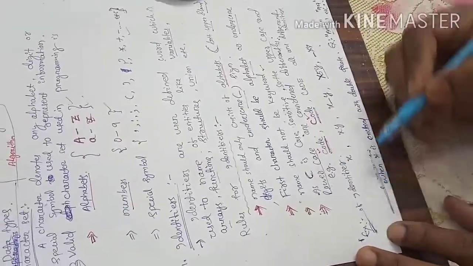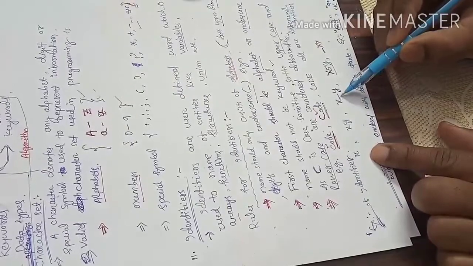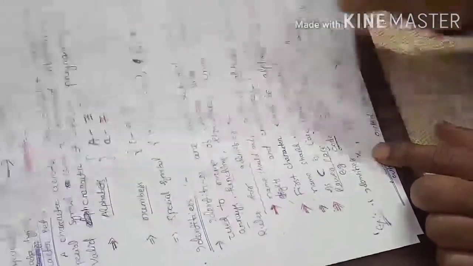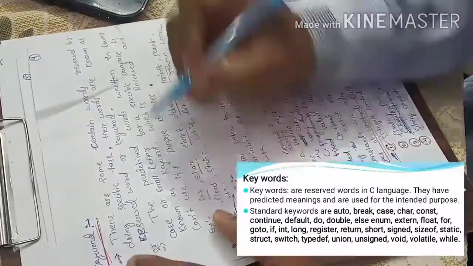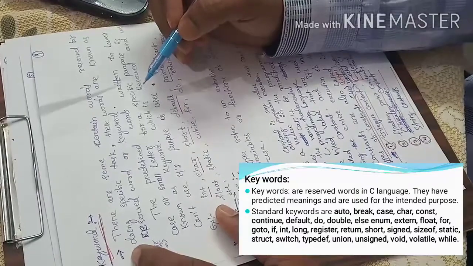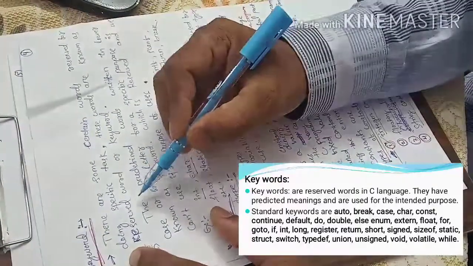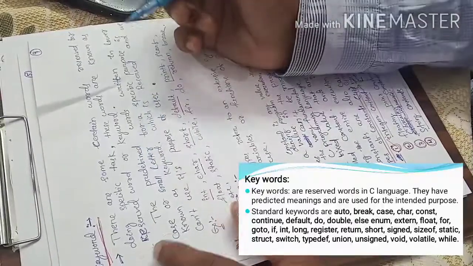Example of identifiers: x, xy, x underscore y. Like that we can define. So what is keyword? We'll see. There are some certain words reserved for doing specific tasks. These words are known as reserved words or keywords.